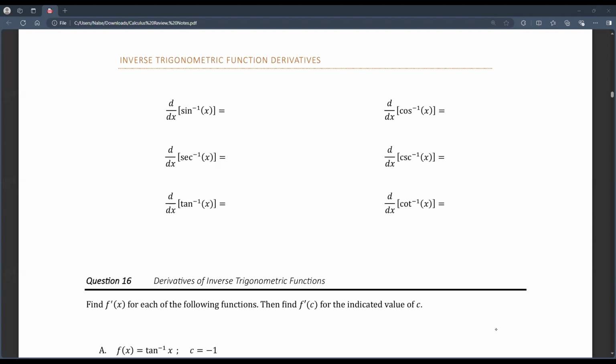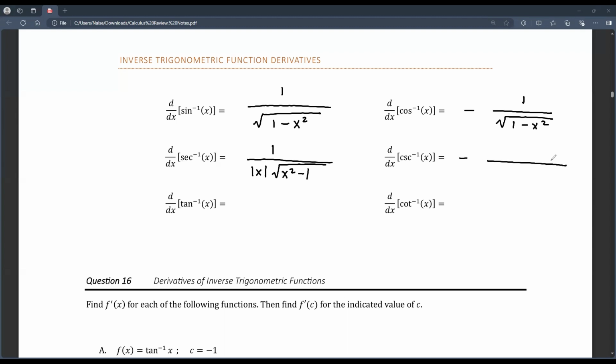You will also want to know the derivative rules for the inverse trigonometric functions. They are less common than the regular trigonometric functions that we just discussed, but they are also worth knowing. Inverse sine and inverse tangent are very likely to occur on the AP exam. Make sure to memorize these before moving on. We will use these rules in question 16.